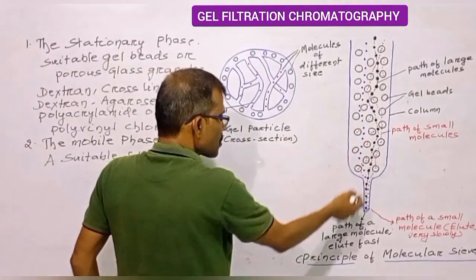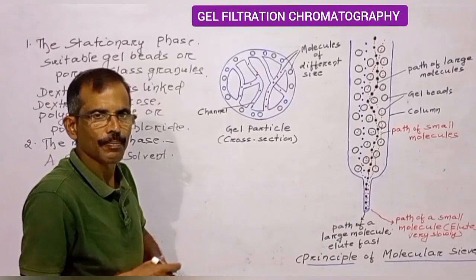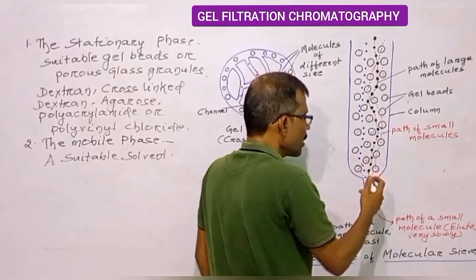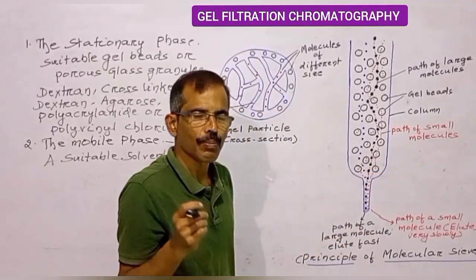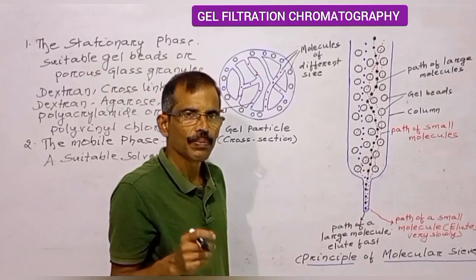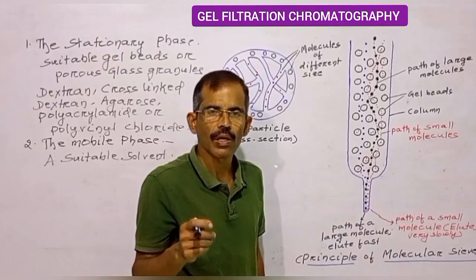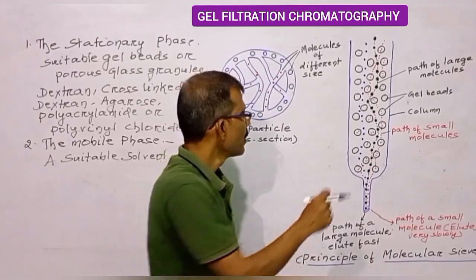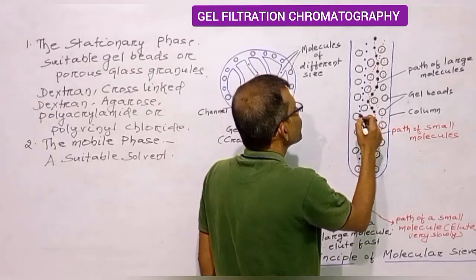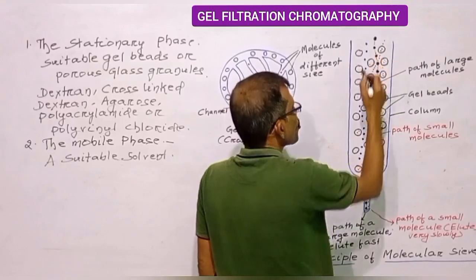This figure shows the principle of molecular sieve in column mode. It is very simple. A column packed with suitable gel beads or porous glass granules is allowed to attain equilibrium with a solvent which is suitable for the molecules to be separated. This is the column which is packed with suitable gel beads. These are the gel beads which are porous.